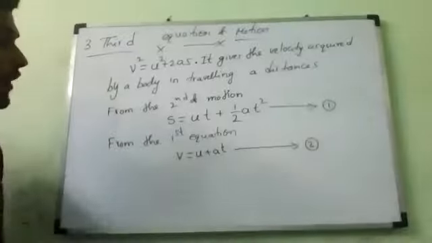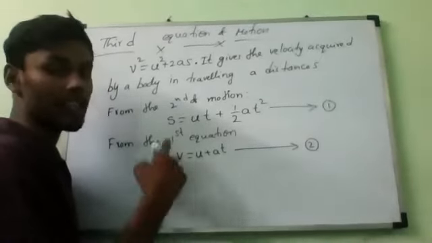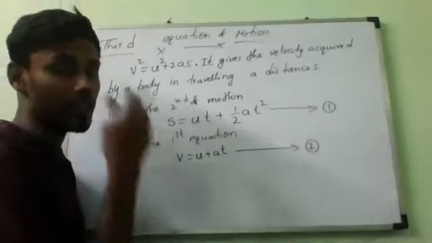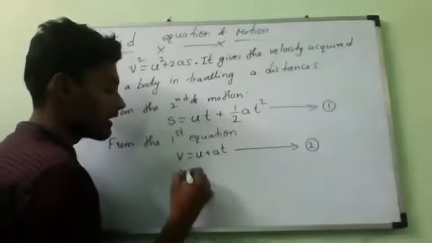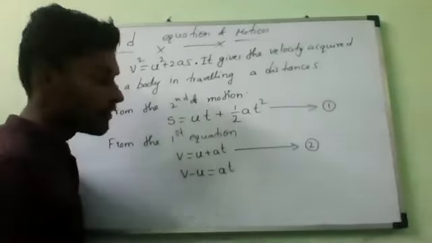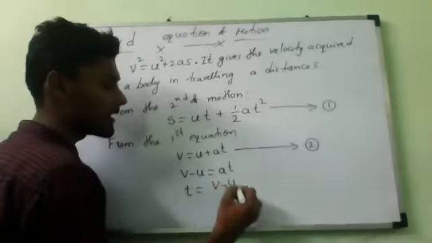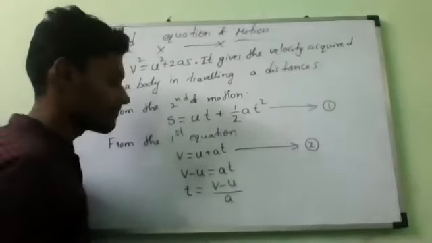Now, from this, please tell me the relation for t. I want t equals to what. First, you have to write v minus u equals at. Now, t equals what will come? t is equal to v minus u by a. Yes, that's all. This is equation number 3.